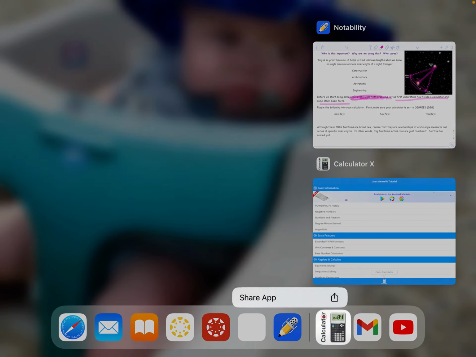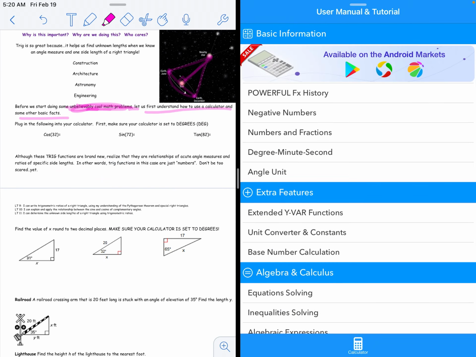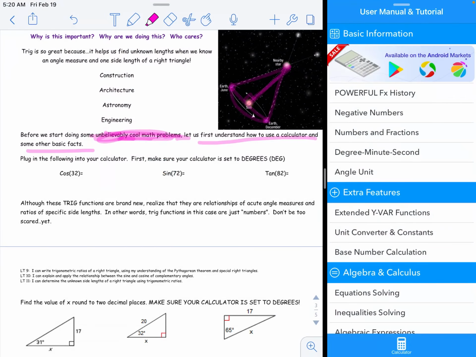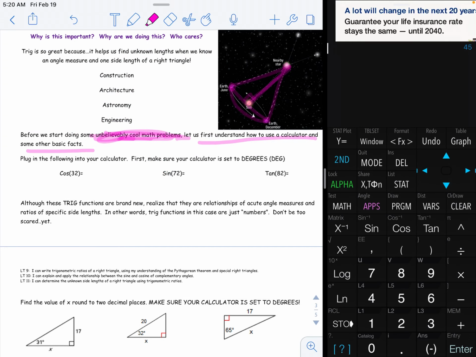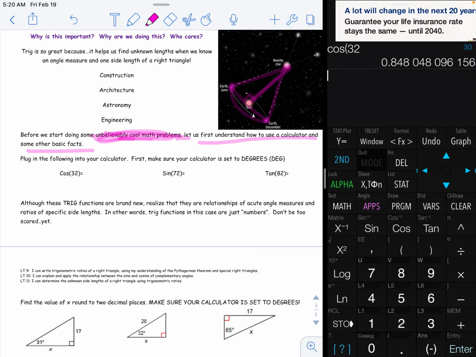All right, so let me see. Hopefully my calculator actually works this time. What the heck is going on here? There we go. All right, so look, all I'm going to do is cosine. See, it's right in the middle of the screen. I'm going to type in cosine 32 and hit enter. In fact, what I need to make sure first is my mode is in degrees.